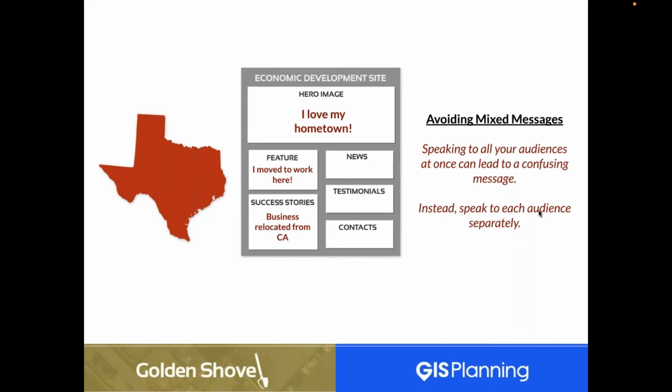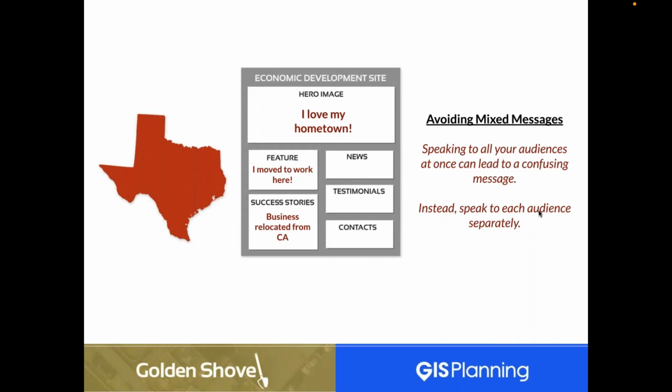But even for an EDO that's dedicated, you're trying to highlight the people that love their hometown and the success story to attract somebody from California, and then the features about some workforce person that's loving living and working there. These can be really confusing. And so what geotargeting does is allow you to, on the fly, change the content on your homepage or on any part of your website, so that it knows where the person's coming from.